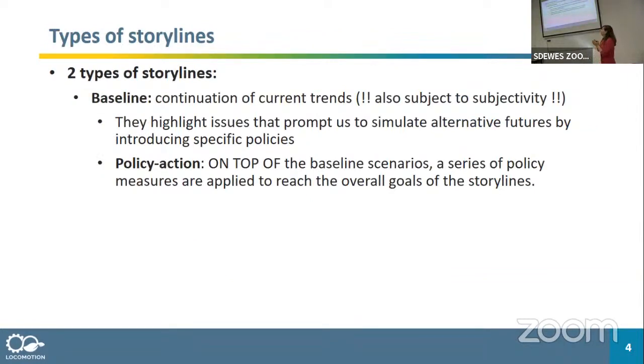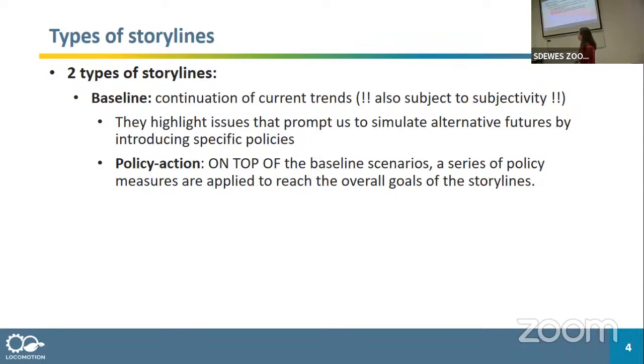Okay, there are two types of storylines. The first one is the so-called baseline storyline, which means that we assume that all trends in society along various dimensions will go on the way they did in the past. Why do we need this? We need these scenarios in order to have a reference line later on to compare the achievements of the scenarios which we call policy action scenarios.